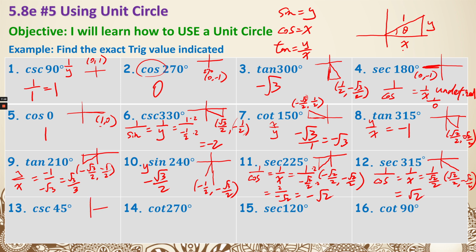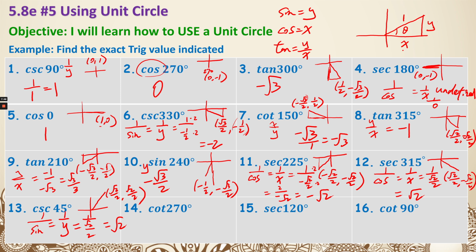Cosecant 45, well, good news is everything in the first quadrant is positive. So it's just a 45-degree triangle already, which means it's going to be square root of 2 over 2, comma, square root of 2 over 2. Cosecant is 1 over sine, which is 1 over y. That is going to be 1 over square root of 2 over 2, which simplifies to be square root of 2.